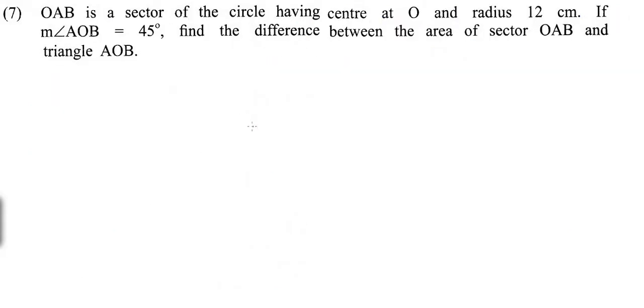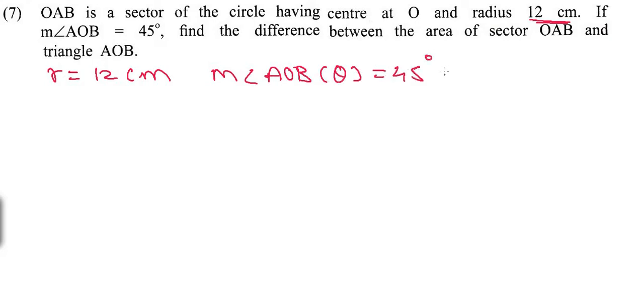Question number 7. AOB is the sector of a circle having center at O and radius equal to 12 centimeter. Let us first write what's given. Radius equal to 12 centimeter and measure of angle AOB, let us mark it by theta, is equal to 45 degree. We'll write it directly in radian now. By this time you should remember 45 degree equal to pi by 4 radian. Find the difference between area of sector OAB and triangle AOB.